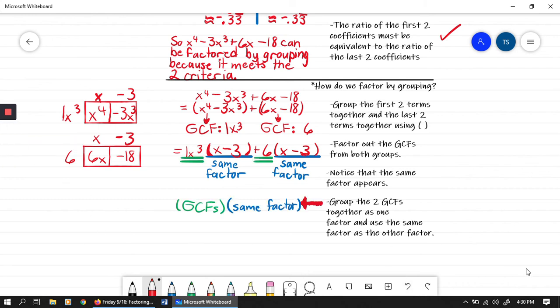So when we write out that last step, it's going to be written like this, in this form. Again, the GCFs times that same factor. When we group those two GCFs together, it's going to look like x cubed plus 6. And then, of course, that same factor was none other than x minus 3. Right? So these are our two factors here. And this is the answer.